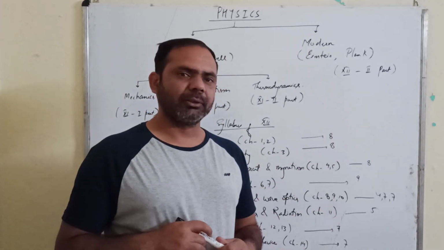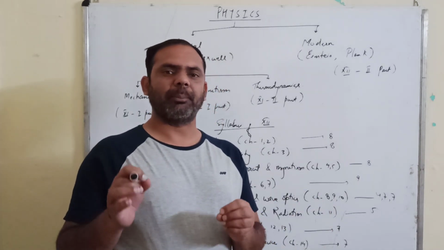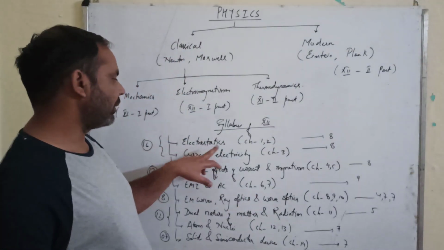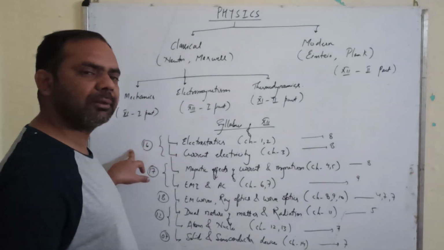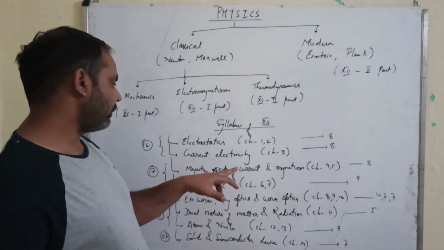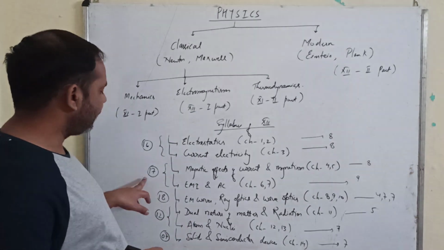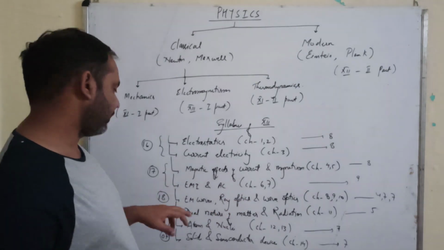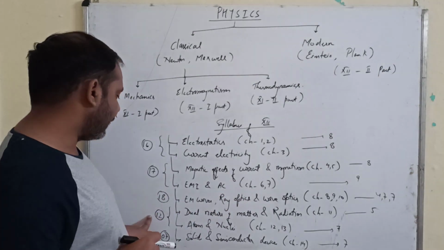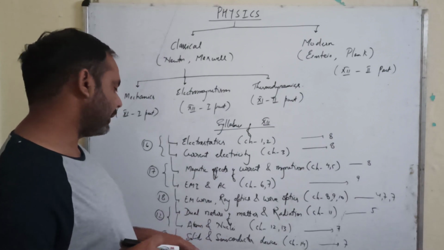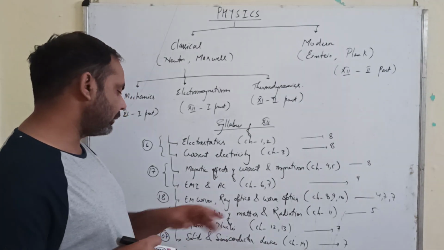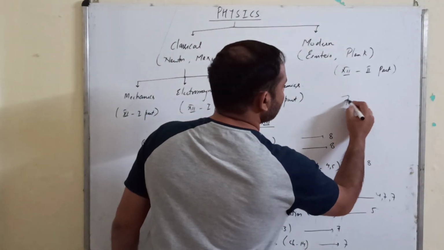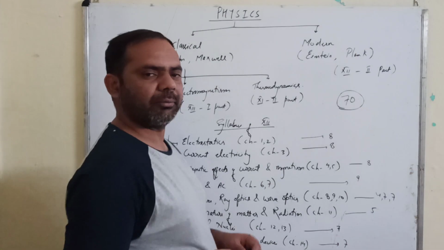As I told you, the marks distribution I have discussed is just approximate. Otherwise, the basic distribution is like this. Chapters 1, 2 and 3 are together 16 marks. Chapters 4, 5, 6 and 7 are 17 marks. Chapters 8, 9, 10 are nearly 18 marks. Chapters 11, 12, 13 are 12 marks. And chapter 14 is 7 marks. And this together becomes 70 marks of your syllabus.